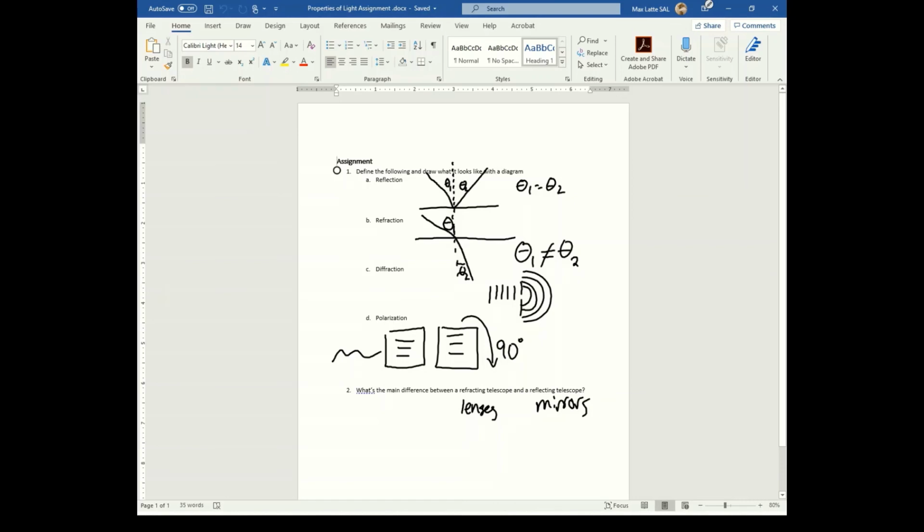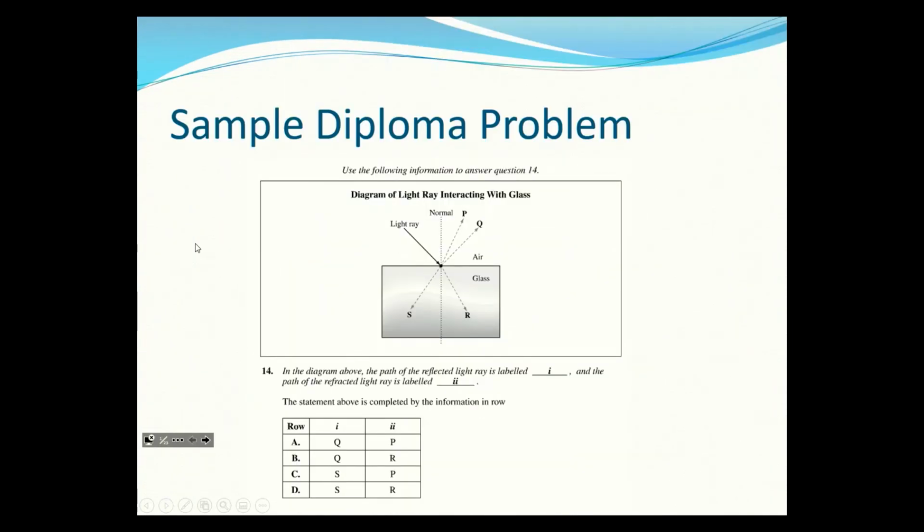So let's go through these sample diploma questions now. In the diagram above, the path of reflected light is labeled and the refracted light is labeled. Reflected light has to be the same angle, and that's going to be Q. Then the refracted light is when it goes in, enters that new medium, and this angle doesn't equal the incoming angle, so R is going to be the refracted angle.